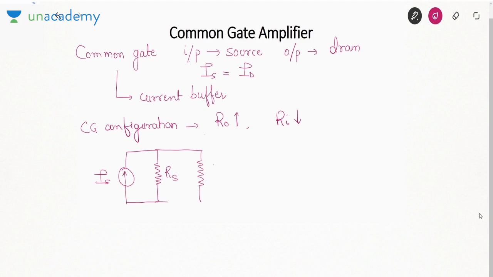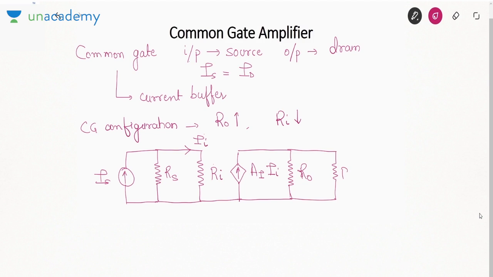I am showing you the model of a current amplifier. This is the input resistance of the amplifier. This is the input current. The output current of the amplifier is AI into II. Then this is R0. This is RL, and that is the final output current IL.